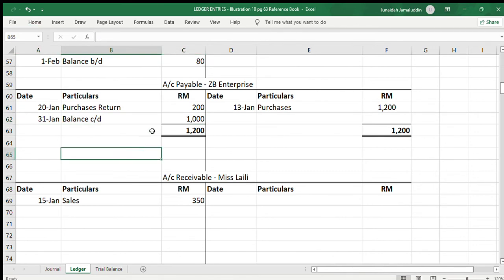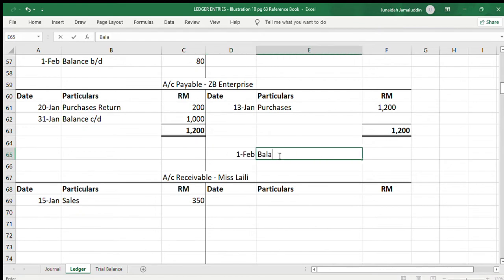Right. So balance CD ni kita akan bawa ke bulan Februari, dia akan jatuh in the opposite way. Dia akan jatuh di sebelah kredit, 1 Februari. Okay. Dia akan jadi balance BD di sebelah kredit. Alright. Sebanyak 1,000. Okay. So we are done with account payable ZB Enterprise.